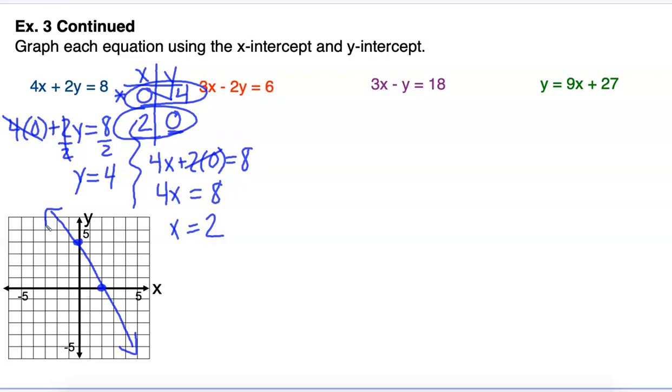On any of the equations up here, you could do the same thing just by putting in 0 for x and 0 for y, and then you find your 2 points and graph.